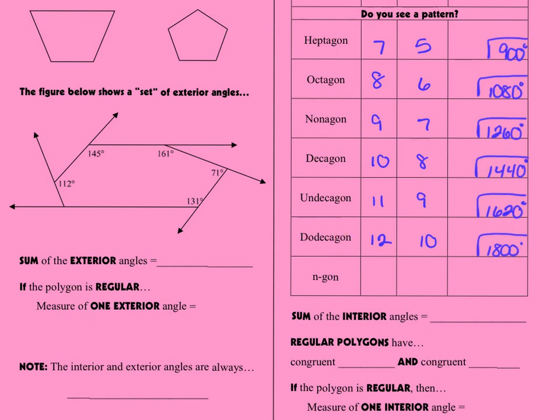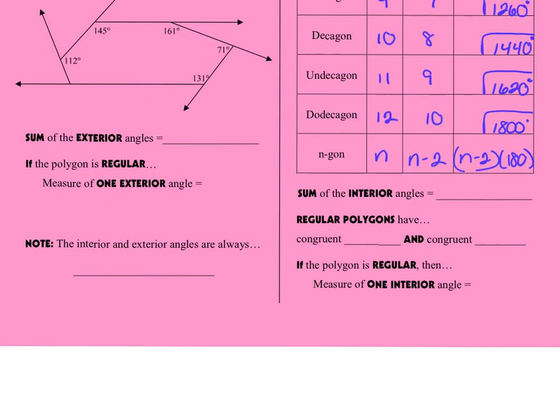Beyond the dodecagon, we are not going to have a name for our polygons. We'll just call it an n-gon based on the number of sides, and we've done this before. So an n-gon will have n sides, and the number of triangles will be n minus 2. So following the pattern of what we've been doing, we can express this as the number of triangles times our 180 degrees. That is the pattern and the formula that you're going to use for the sum of your interior angles.